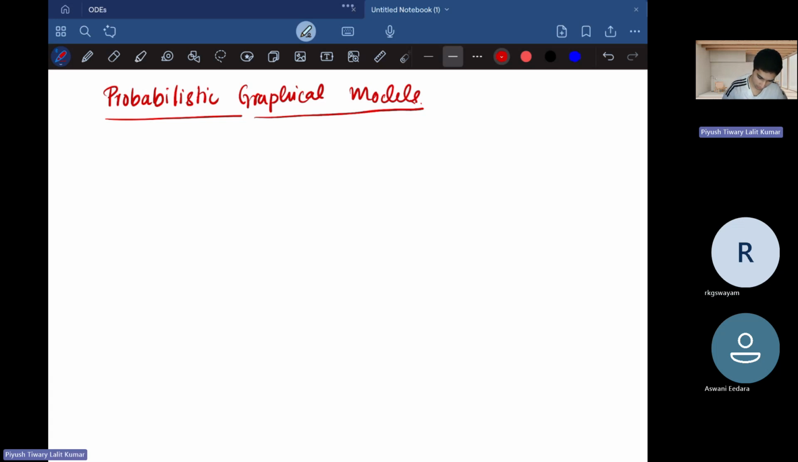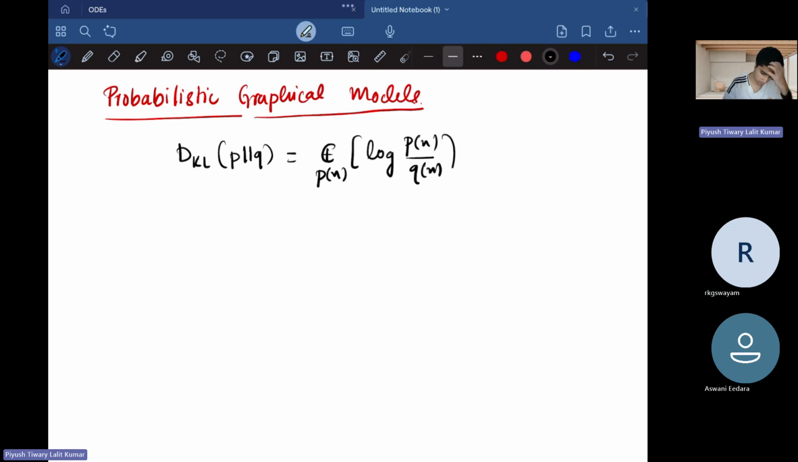First of all, I'll just recap. What is the definition of KL divergence that we just saw? That was KL between P and Q, which is equal to the expected value under P of log P(X) by Q(X). If this equation looks very complicated, you can think about it as a distance between P and Q. That's all.